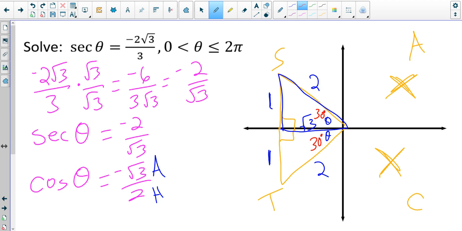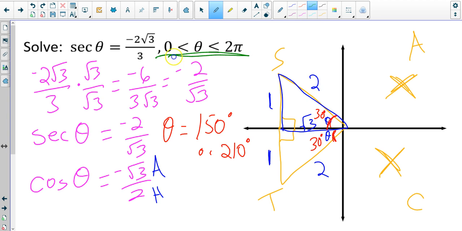So my answer, if this said between 0 and 360, we would have an answer of theta is equal to 150 degrees or 210 degrees. In other words, that's 30 degrees before 180 and 30 degrees after 180. But since it says for theta between 0 and 2 pi, I need to give my final answer in radian measurement. So my answer in radians is going to be 5 pi over 6 and 7 pi over 6.